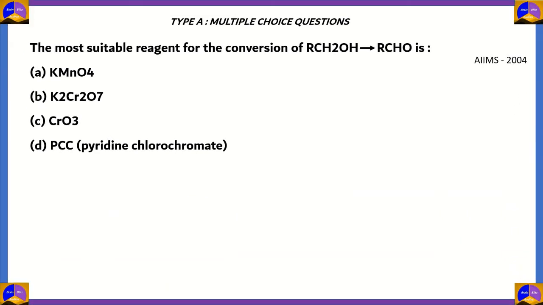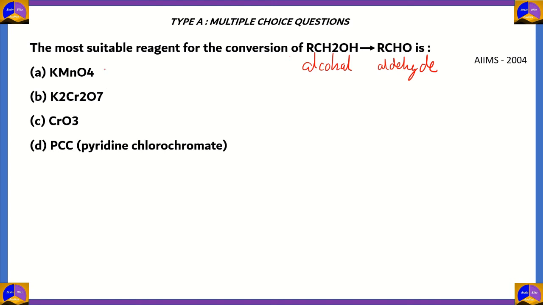Now, the final question for this episode: the most suitable reagent for the conversion of RCH2OH to RCHO. So this is to convert an alcohol to an aldehyde. So you need to find out which of these reagents is the best or the most suitable. So over here we have KMnO4, K2Cr2O7, CrO3.